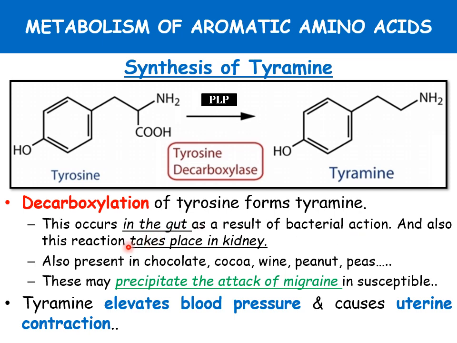This amine is particularly present in chocolate, cocoa, wine, peanut, and peas, and this may precipitate an attack of migraine in susceptibles. So tyramine is also responsible for elevation of blood pressure, and it causes uterine contraction.